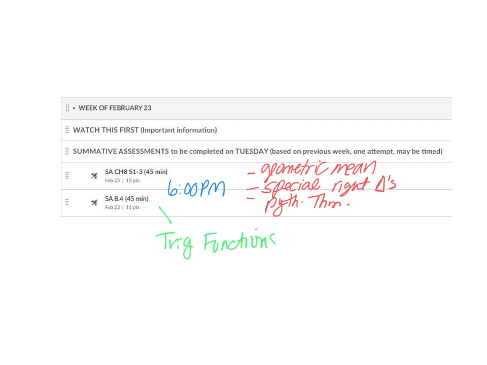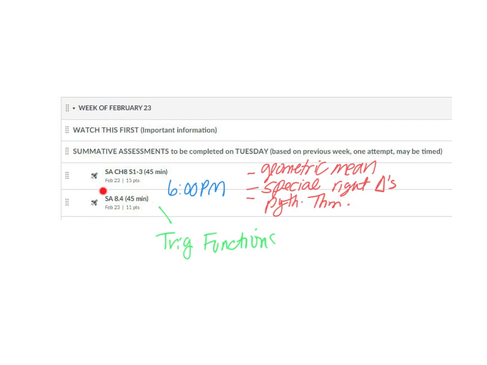I think I told you in last week's video that we needed to be prepared to be able to complete problems on sections 1, 2, and 3 in Chapter 8. So that would mean the geometric mean, the special right triangles, so your 30, 60, 90, and your 45, 45, 90, and then the Pythagorean theorem.